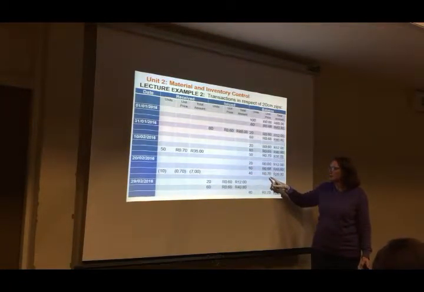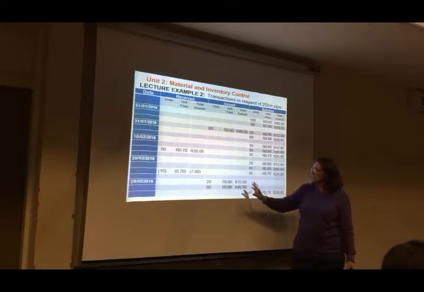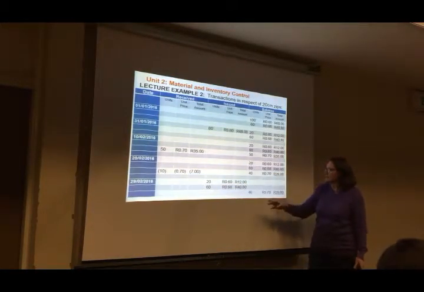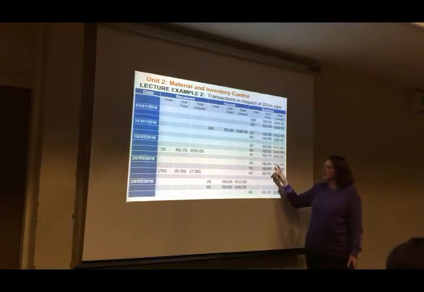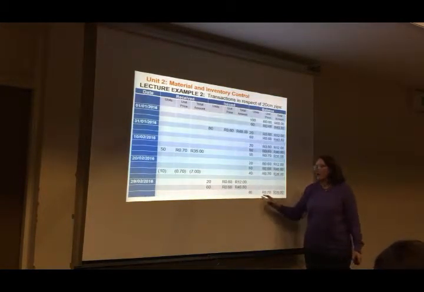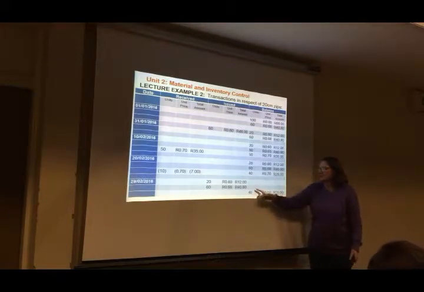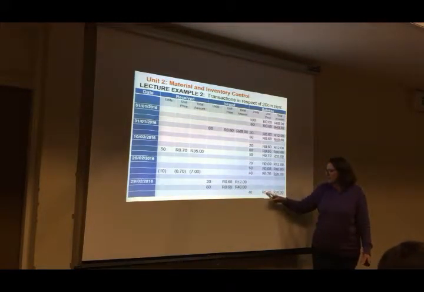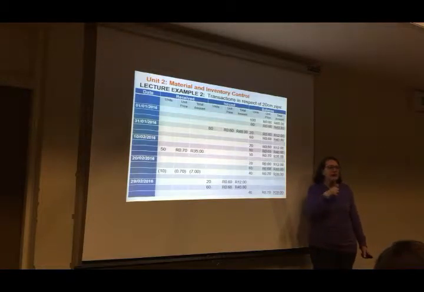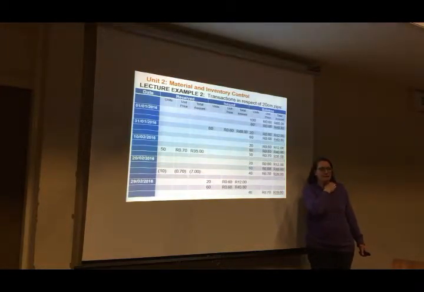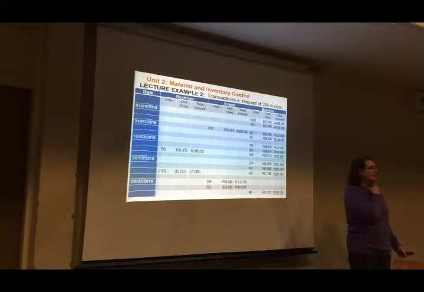Now we issue 80 to production. Isn't that nice and neat? So the 20 at 60 cents are gone, the 60 at 65 cents are gone, and the balance that we've got left must be the 40 at 70 cents, which gives us 28 rand. Did you get 28 rand? So quite a few of you did get 28 rand.